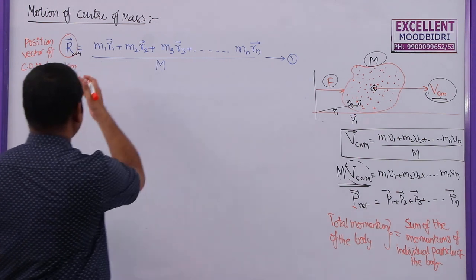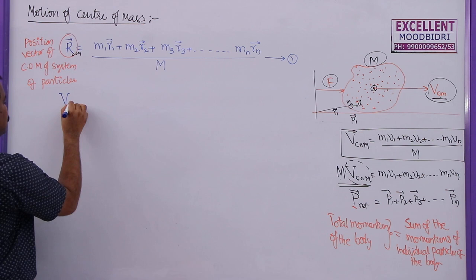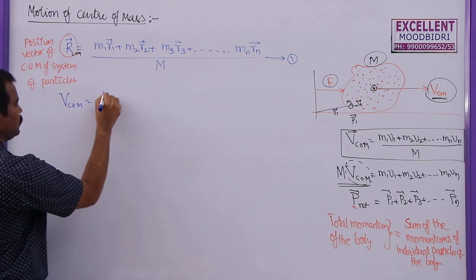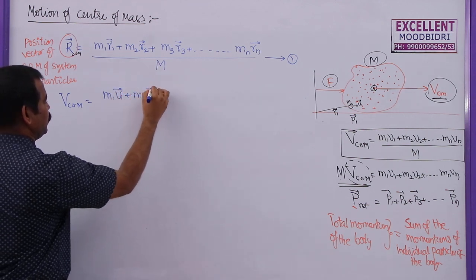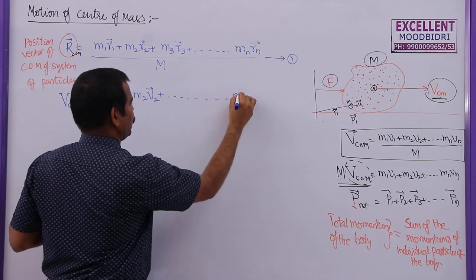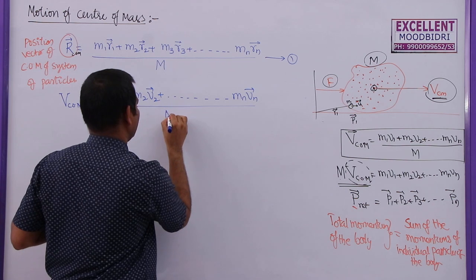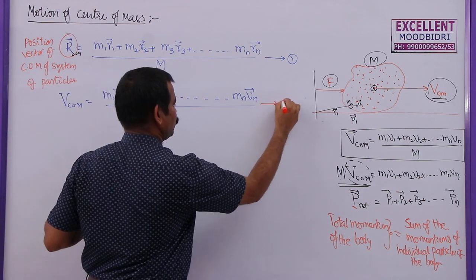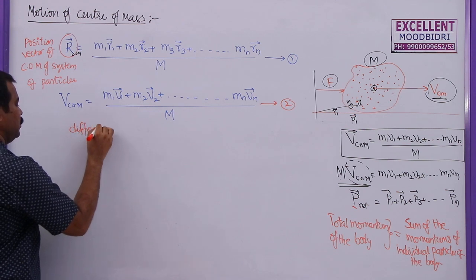Now, let me take the same expression here. I am going to take this VCOM, that is velocity of center of mass of the system, which is given by m1 v1 bar plus m2 v2 bar plus and so on, mn vn bar by total mass of body capital M. Once again, I am going to differentiate this equation 2 with respect to time on both sides.